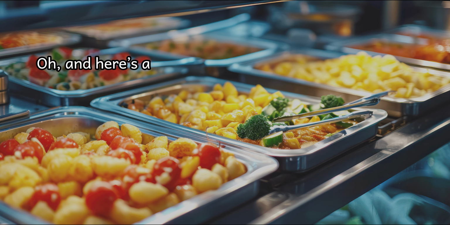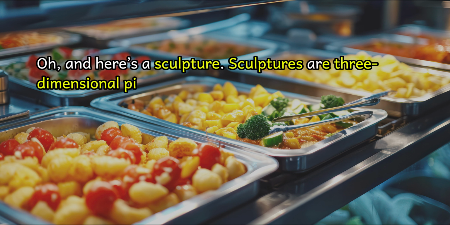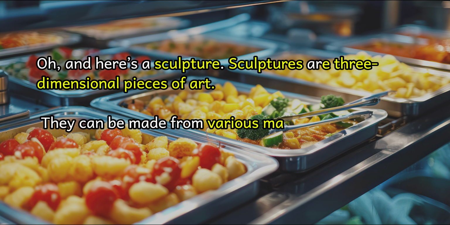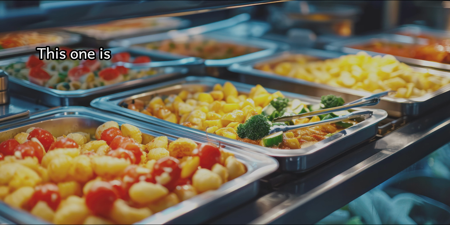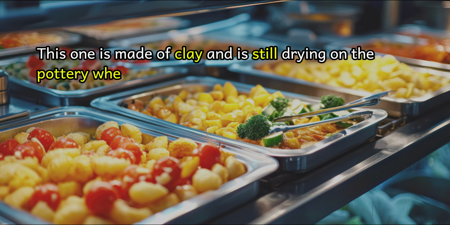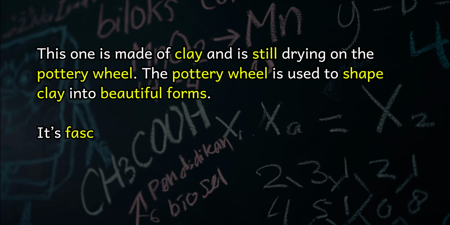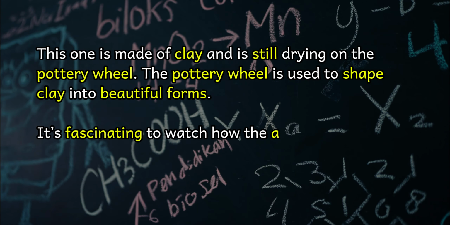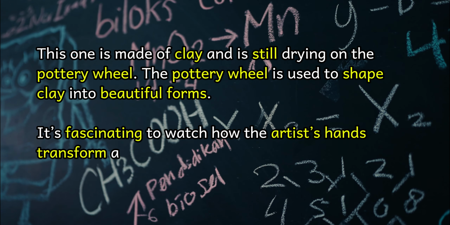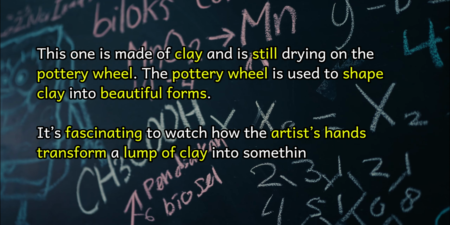Oh, and here's a sculpture. Sculptures are three-dimensional pieces of art. They can be made from various materials, like clay, metal, or stone. This one is made of clay and is still drying on the pottery wheel. The pottery wheel is used to shape clay into beautiful forms. It's fascinating to watch how the artist's hands transform a lump of clay into something amazing.